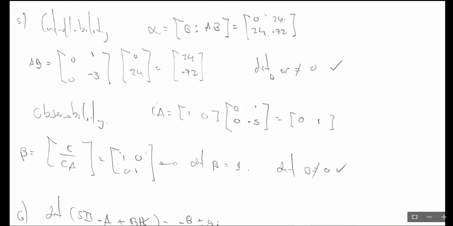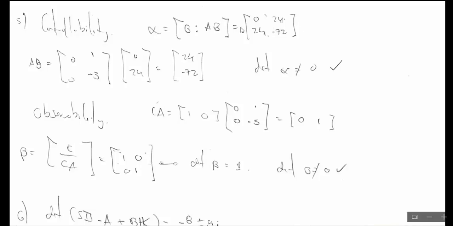To calculate this multiplication, we have this matrix 2 by 2 and this matrix 2 by 1. So we already know that the result is going to be a matrix that is 2 by 1. To calculate this position, we multiply the rows by the columns. So 0 by 0 plus 1 by 24 is equal to 24, and in this position 0 by 0 plus -3 by 24 is going to be equal to -72. With this value we concatenate the matrix B and this value, so we have this whole matrix.